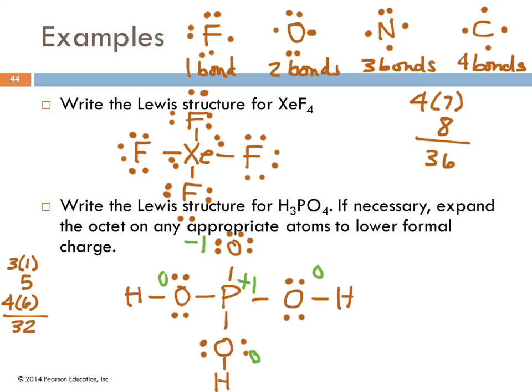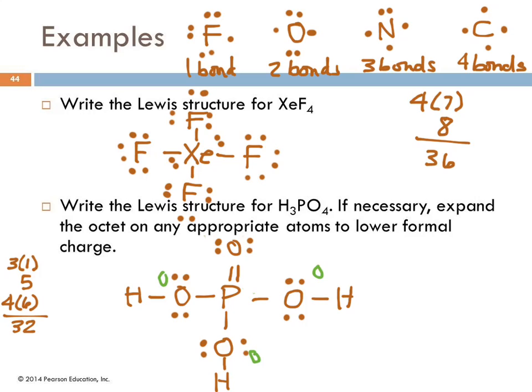We can lower the formal charges by expanding the octet on the phosphorus. This oxygen has too many electrons, and the phosphorus doesn't have enough. So I'm going to take this lone pair and give it to a double bond in here. By doing that, I have the same number of electrons in my structure, and the oxygen still has an octet, but now phosphorus has an expanded octet.